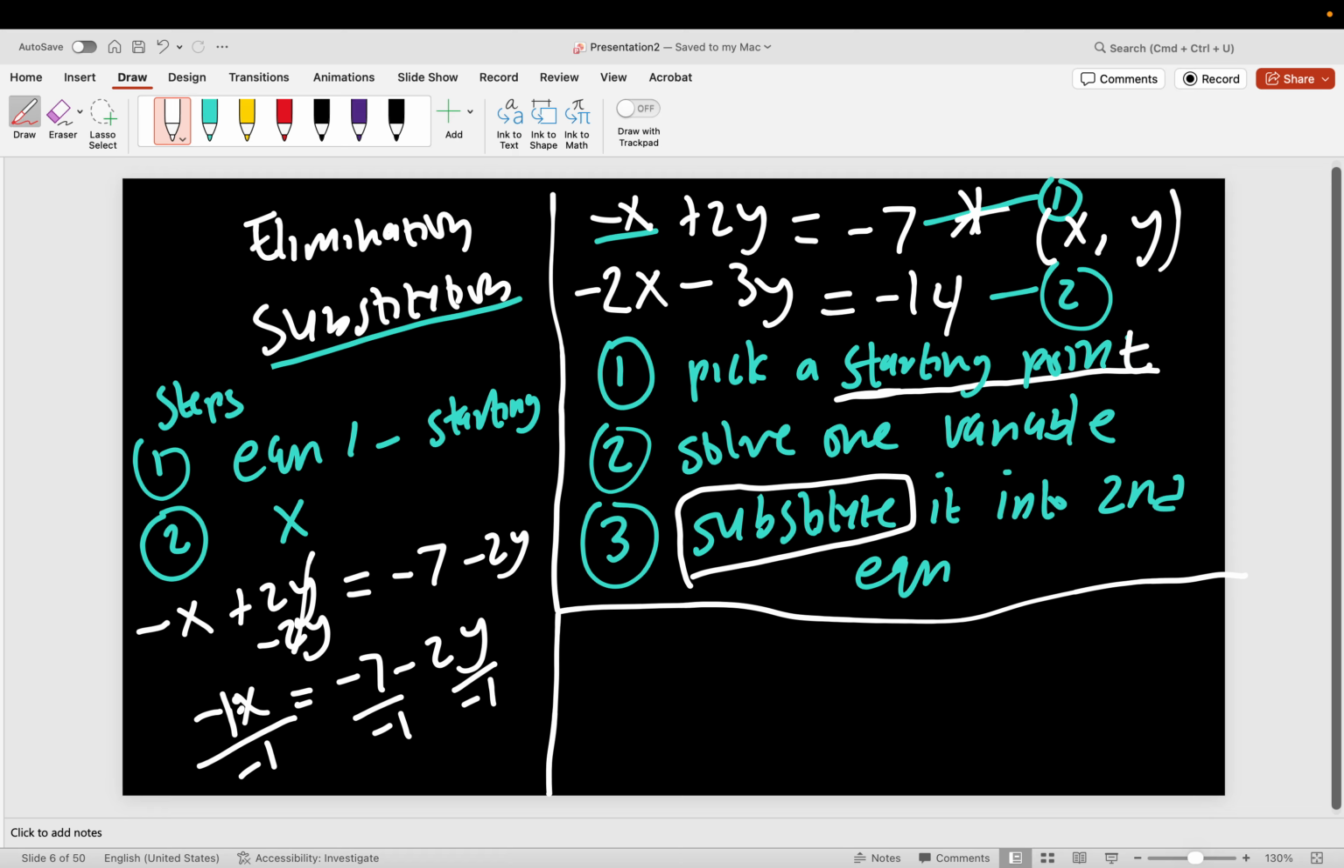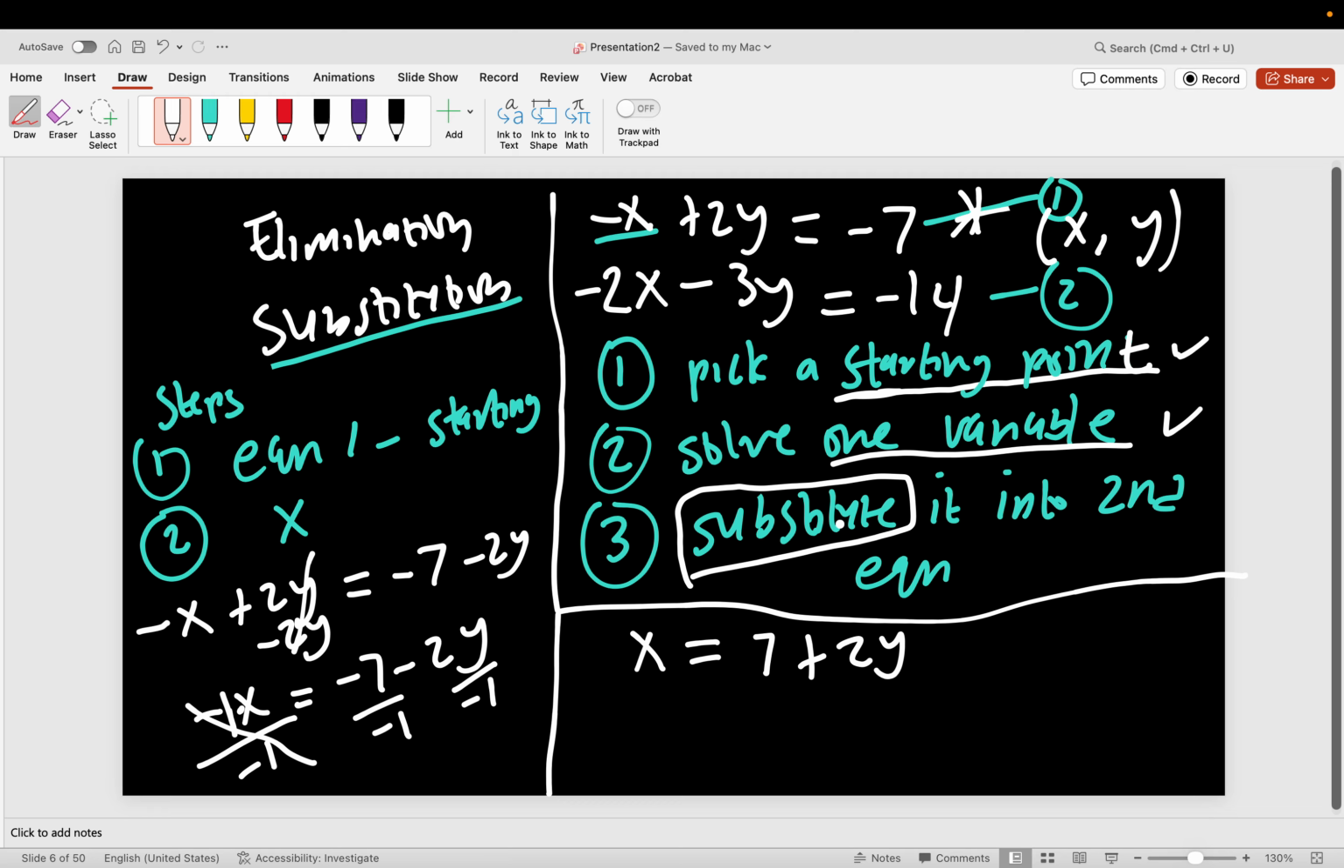So -1 divided by -1 will just cancel out. So x is going to be -7 divided by -7, which is +7. And -2y divided by -1 is +2y. So my x is equal to 7 plus 2y. So now I've solved for one variable, right? I've done that bit. I've done this and I've done this.